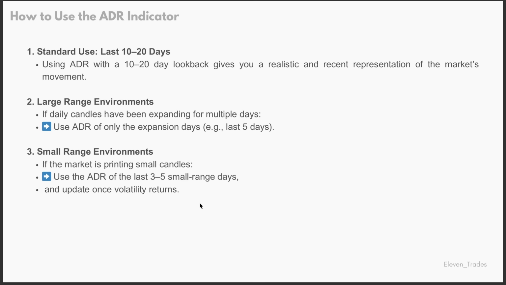Like for example, if the goal is printing 150 points on an average expansion day, and you are in a small days environment where the goal is printing 70 or 50 points, you are going to adjust the indicator setting to 3 to 5 days, which will give you the average of those 50 or 70 points, so you can get a realistic expectation. And once the price is expanding again, you can set the ADR projection back to its original settings.